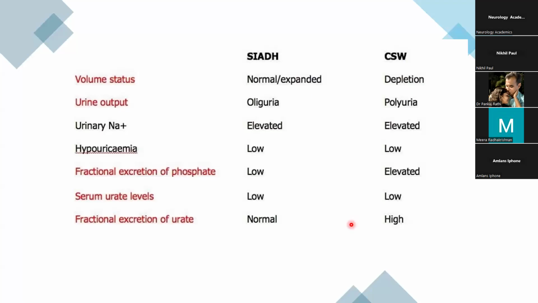And secondly, what is happening in cerebral salt wasting is that the sympathetic drive to the kidneys is lost. There is a decrease in the renin, angiotensin, aldosterone system function. So there is decreased reuptake of sodium, because the signals come from the brain. And one more thing we can check is the fractional excretion of urate, which is more in cerebral salt wasting. That can be used to differentiate them.